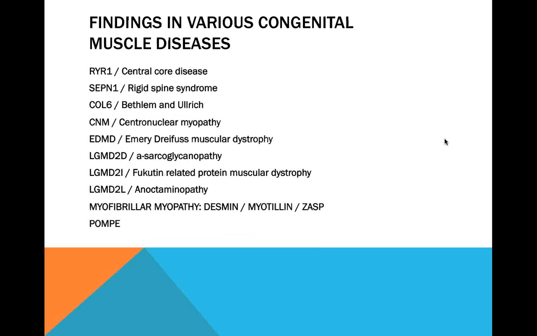So findings in various congenital muscle diseases. So here's a list of some of the muscle diseases that have been described in detail. Well, they're congenital muscle diseases that I'm focusing on here that have had MRI descriptions that have been pretty detailed and well recognized. So I'm just going to go through these in detail here.